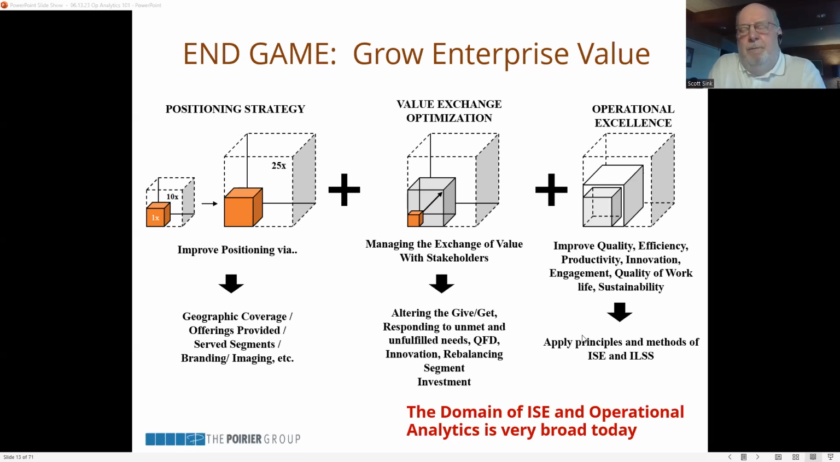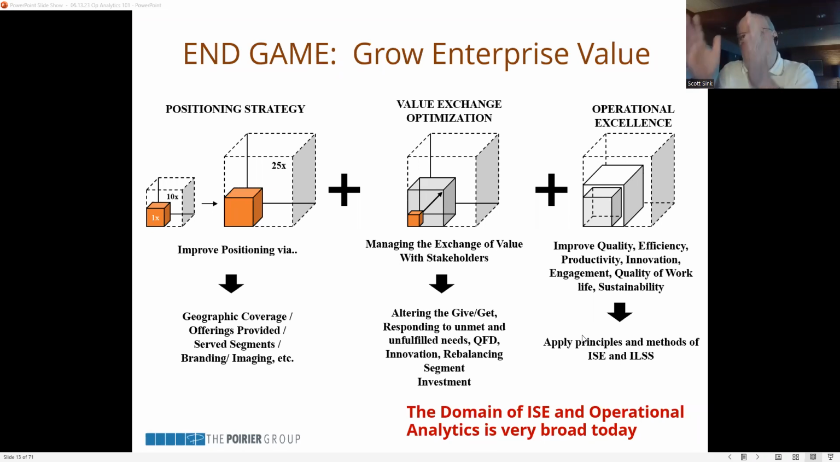So if you think about it in the private sector, for sure, what is enterprise value? One way to think about it is this cube concept. The x-axis of the cube is the number of customer relationships. The y-axis is the value of those relationships, and the z-axis is the stickiness of the relationship, how durable the relationship is. My point with this slide is that there are at least three ways for an organization to improve enterprise value, franchise value. One is what I call the positioning strategy. The second is value exchange optimization. Loyalty programs would be one way to think about value exchange optimization: I give you this, you give me this.